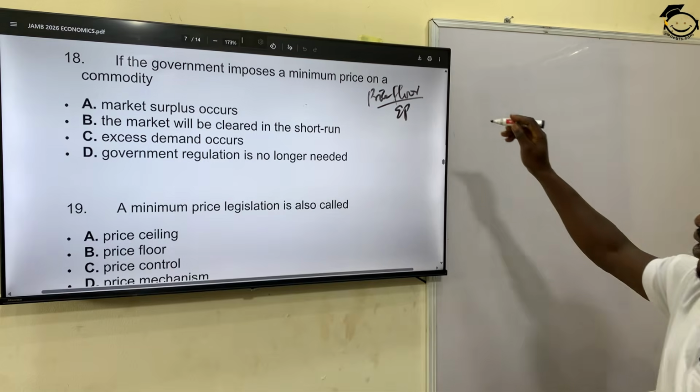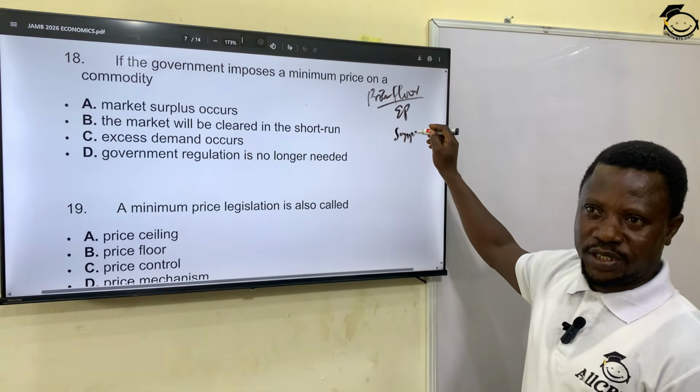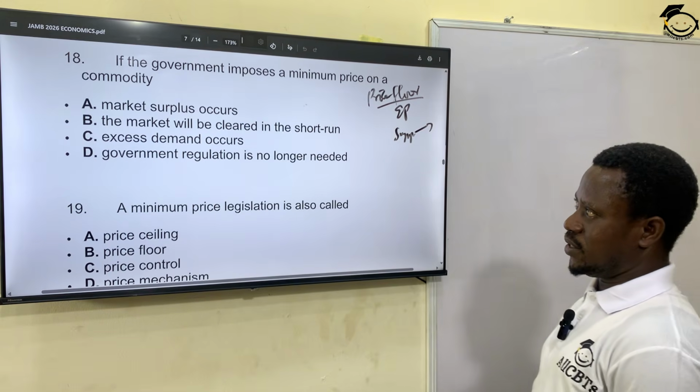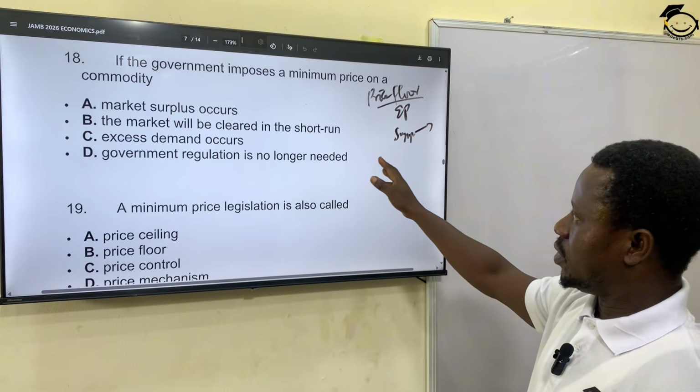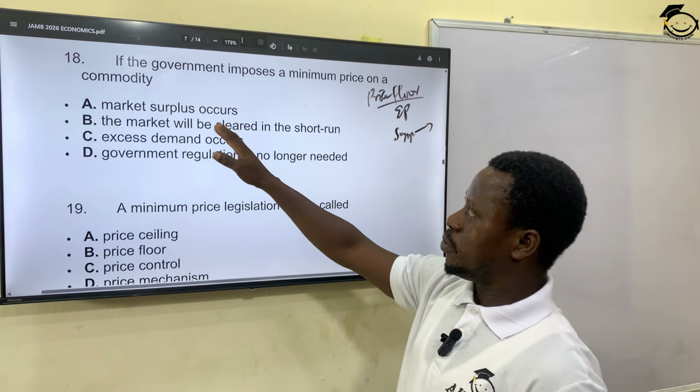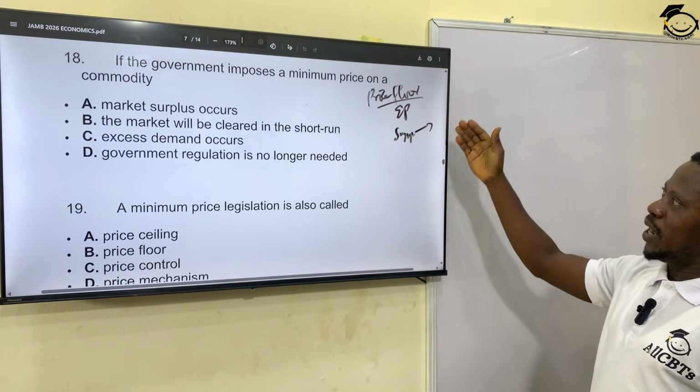So it will encourage, if the price is above equilibrium price, the supplier will be encouraged to bring more to the markets. So let's see what happens. Short run, no. Excess demand occurs, not necessary. Okay, that will be market surplus, because the supplier will supply more.